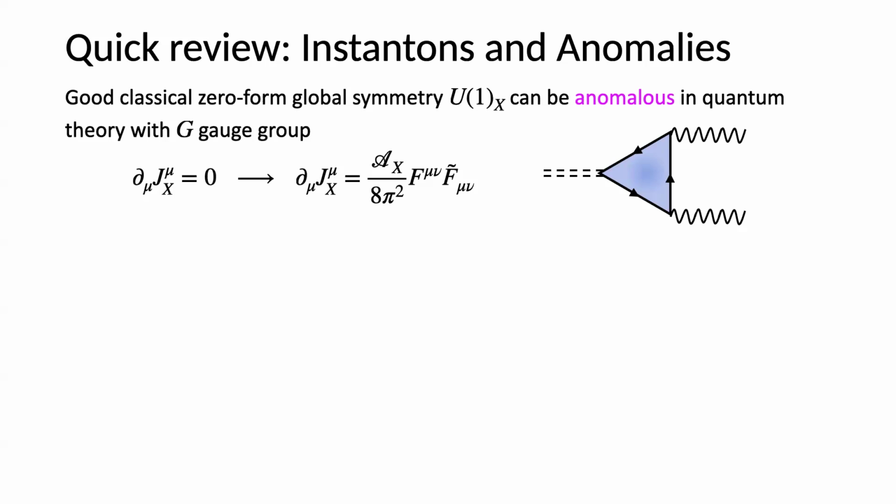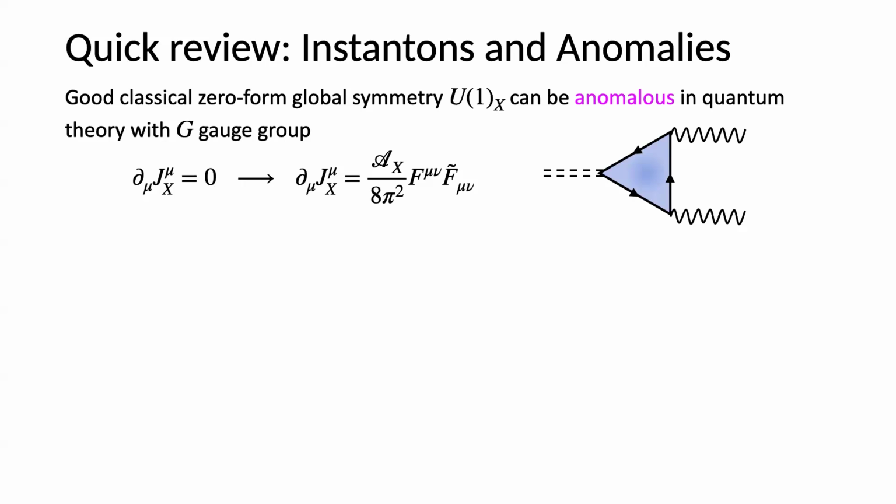They have a mixed anomaly with the gauge group that can be classified, at weak coupling, with these triangle diagrams. And that means that the classical current conservation of X is actually modified in the quantum theory to have this F F-tilde term on the right-hand side. The anomaly is computed by these triangle diagrams.